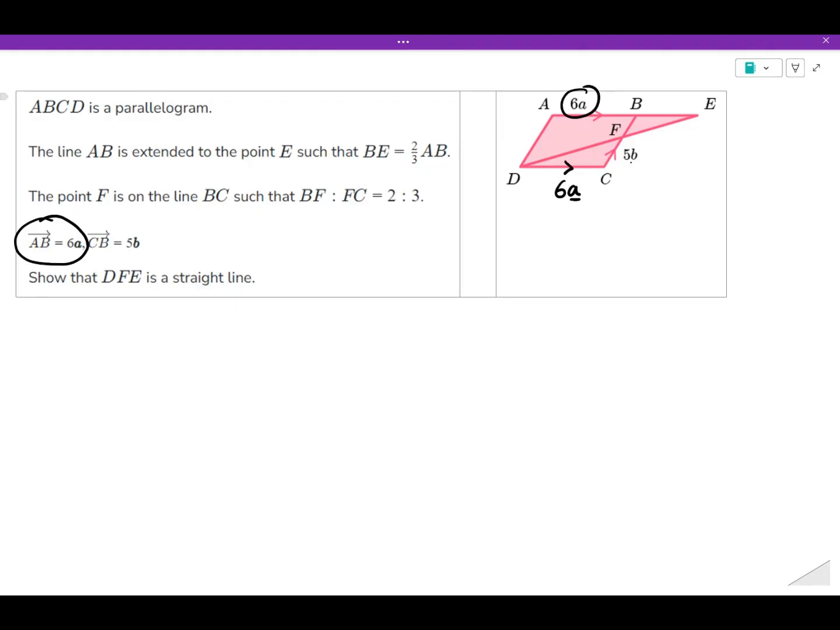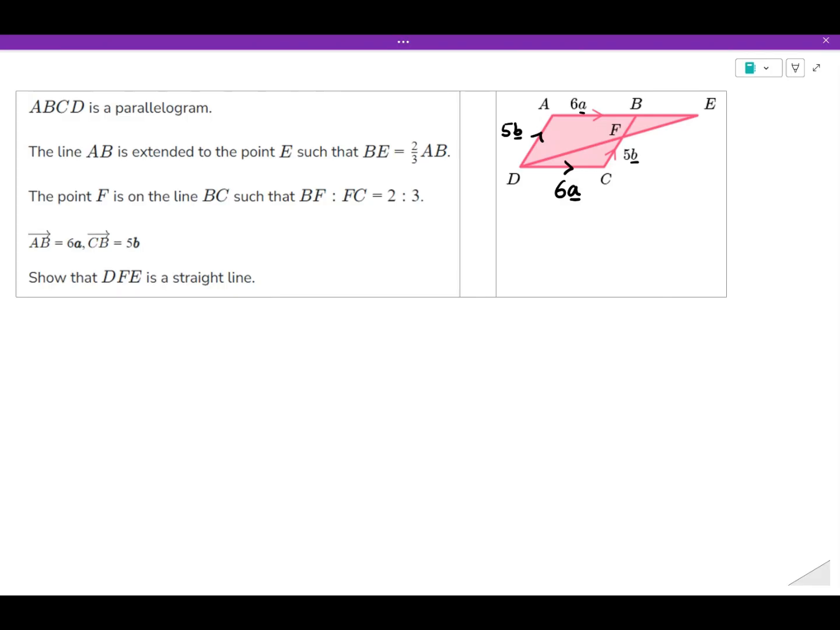And I am just going to underline my vectors just to make it very clear. And then C to B is 5B, which we're told here, and it's indicated on the diagram. So therefore D to A must also be 5B as well. So I've got those vectors now on my diagram. Let's continue reading the question.